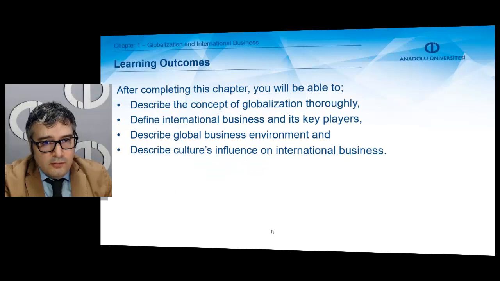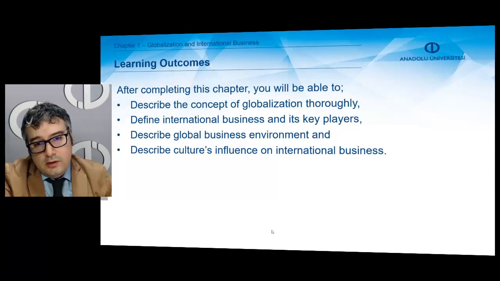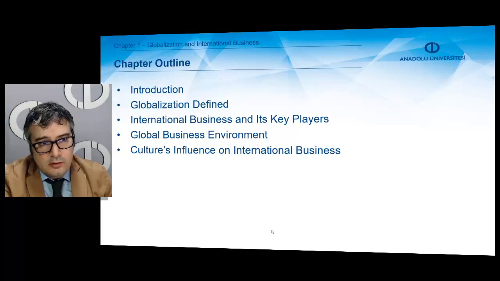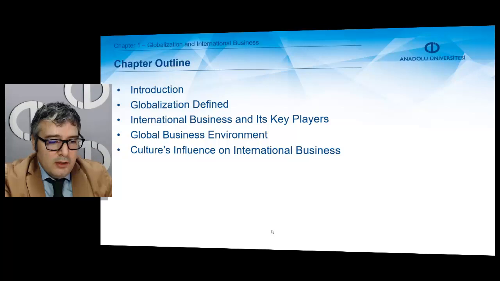In this first chapter, we want you to be able to describe the content of globalization roughly, define international business and its key players, describe global business environment, and describe culture's influences on international business. And here the chapter is made up of 4 headings without the introduction. Globalization is defined, and then we are going to continue with international business and its key players, and then global business environment. Then we are going to talk about culture's influence on international business.